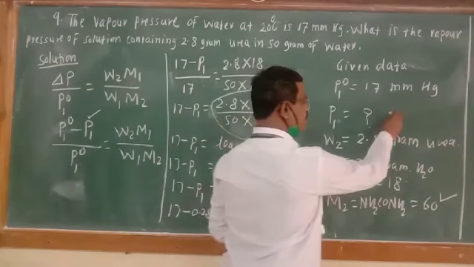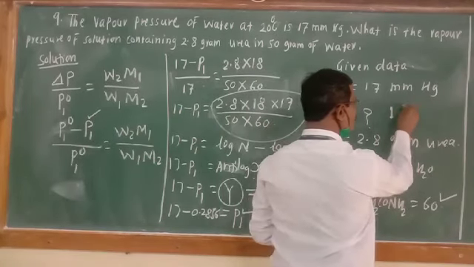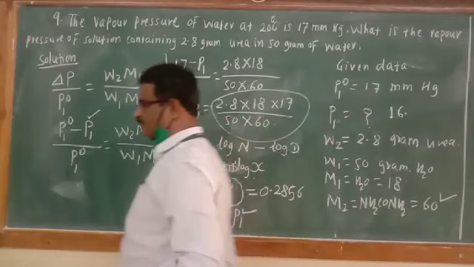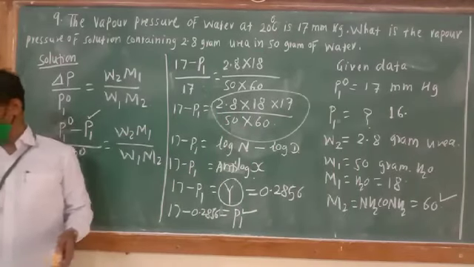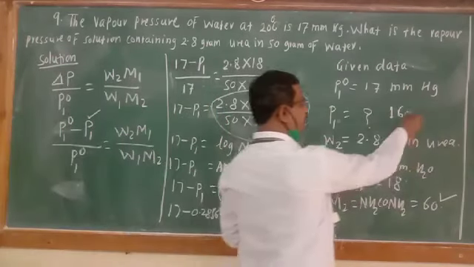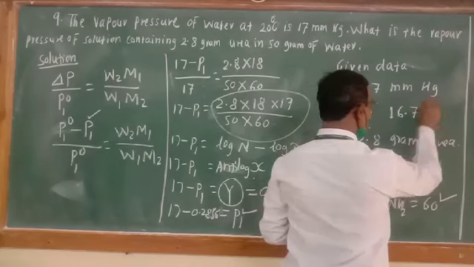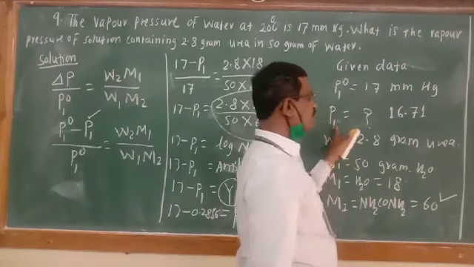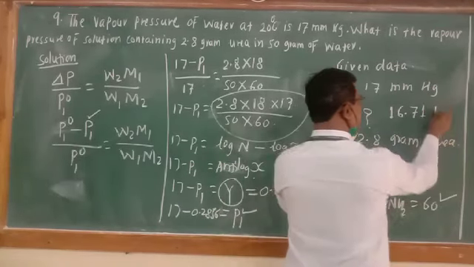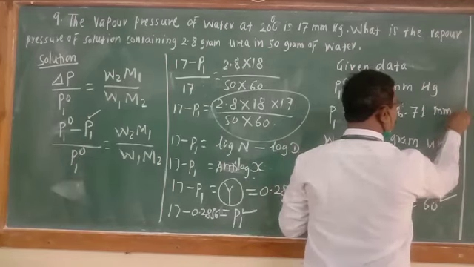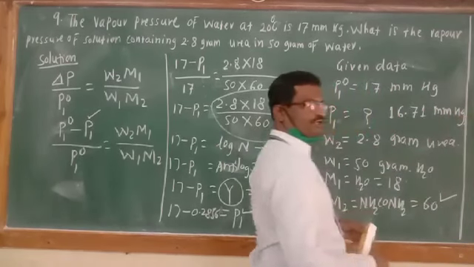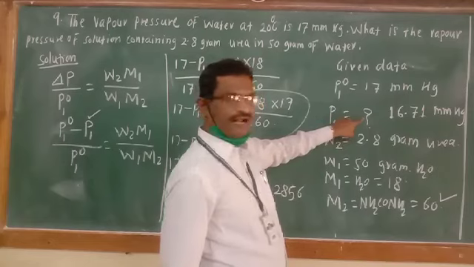That final answer of P1 should be equal to 16.71. We are getting it as 16.71. That is the vapor pressure in millimeter of mercury for the solution. This is the final answer.